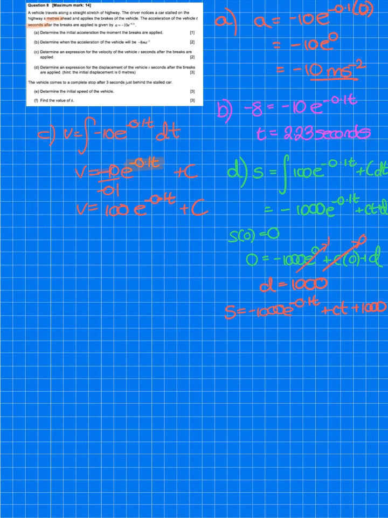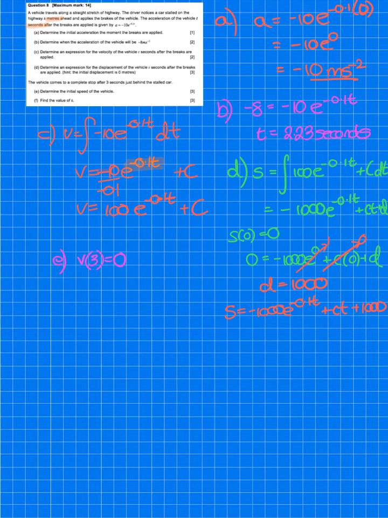Okay, moving on to part E of the question. Let's have a read of what that says. The vehicle comes to a complete stop after 3 seconds. So that means that the velocity at 3 seconds is equal to 0. If it comes to a stop, it's not moving, its velocity is 0. That's what that bit means. Determine the initial speed of the vehicle.